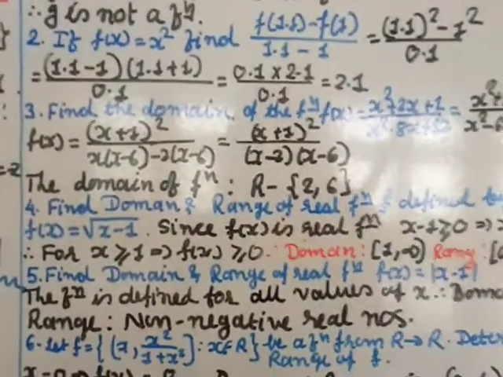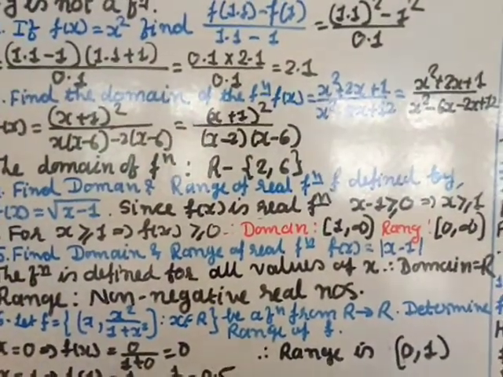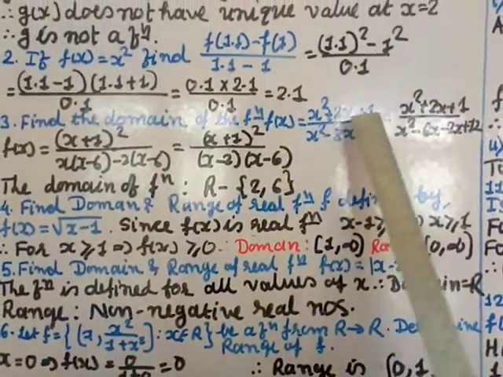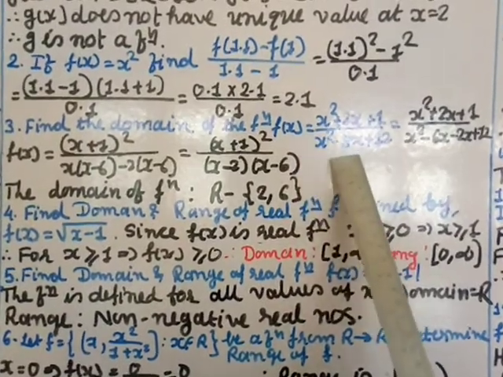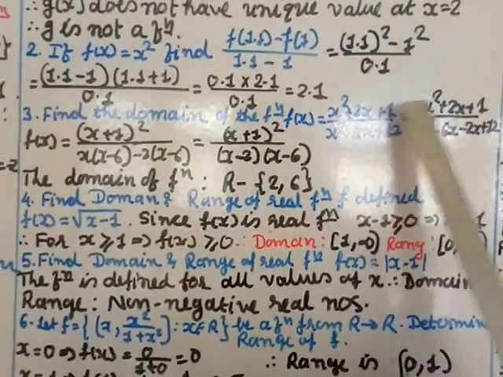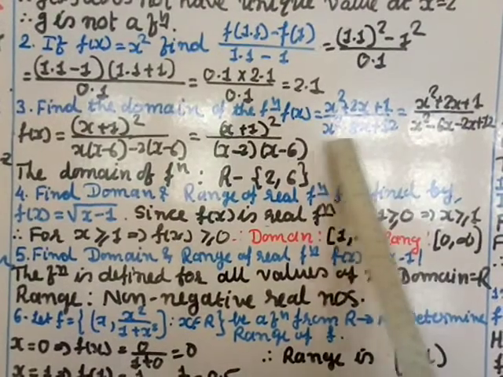Question number 3. Find the domain of the function f(x) = (x² + 2x + 1) divided by (x² − 8x + 12). So the numerator I am keeping as it is, and the denominator I am splitting the middle term.